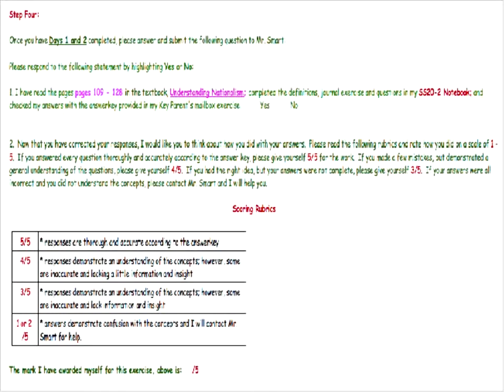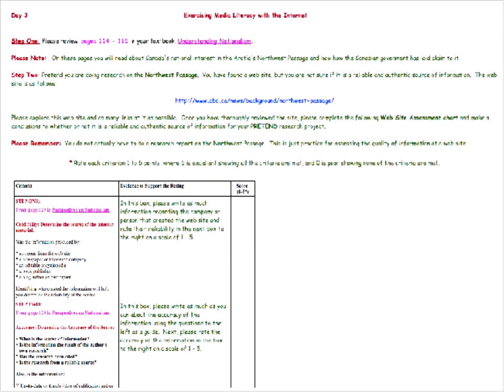Okay, then moving on in the lesson. For day 3, which will be tomorrow, there's an exercise I want you to do, called Exercising Media Literacy with the Internet. This is going to teach you how to find out if a website is a good website to use for a research project. So follow the steps again.